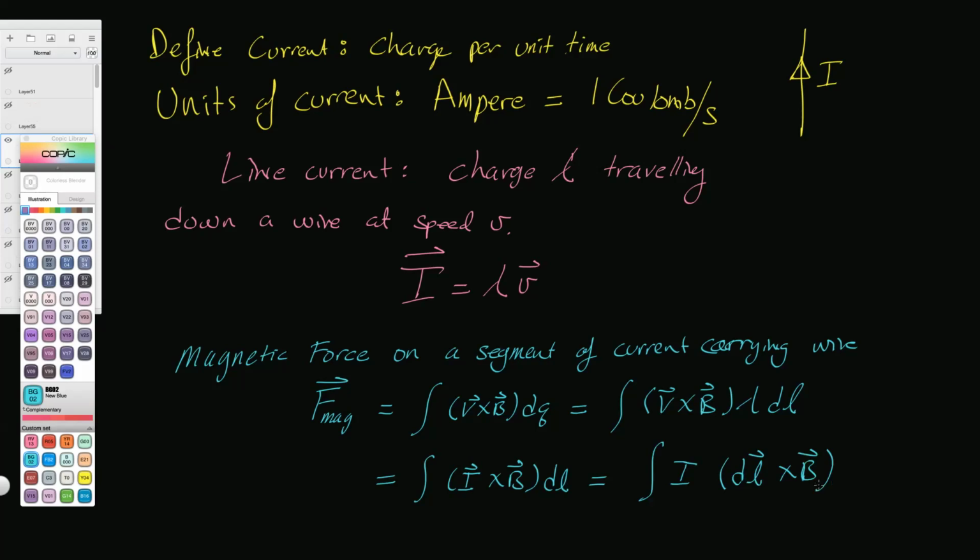It's a little weird to have your differential in there, but remember you would be doing this cross product first, right? Before you do any integral. And then if we have a constant current here, right? Which we're always going to have actually. DL cross B.